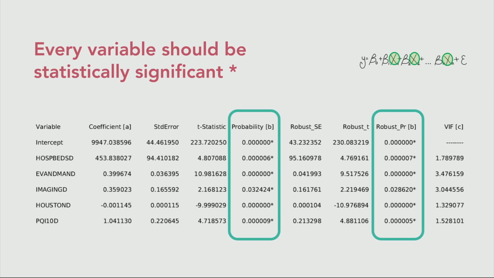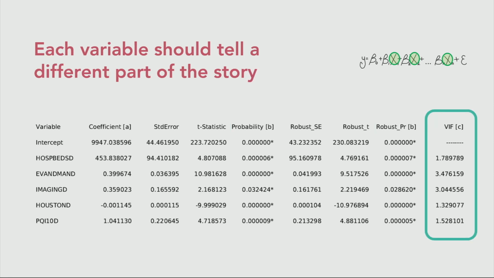So the first thing that we want to check is that every variable in our model is statistically significant. We want to make sure that all the variables included are telling an important part of the story. So when you look at the messages window, you're going to want to make sure that there's an asterisk beside the probability for each of the variables that you're including in your model.